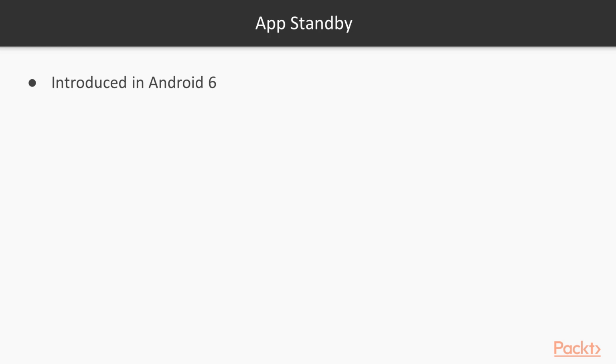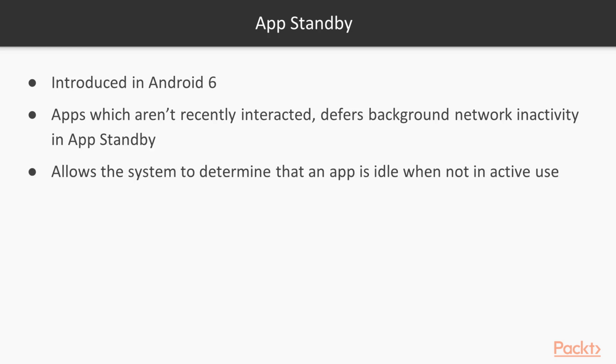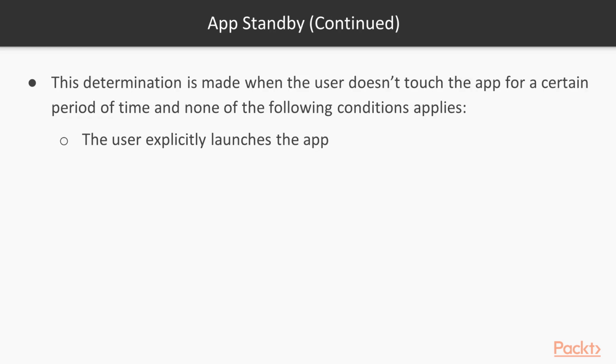App Standby was also introduced in Android 6. App Standby defers background network activity for applications with which the user has not recently interacted, meaning the user probably doesn't care too much about this application at the moment. App Standby allows the system to determine that an application is idle when the user is not actively using it. The system makes this determination when the user does not touch the application for a certain period of time and none of the following conditions apply.